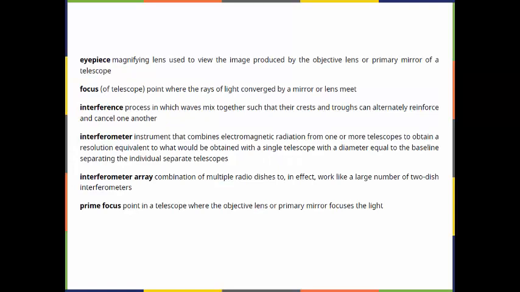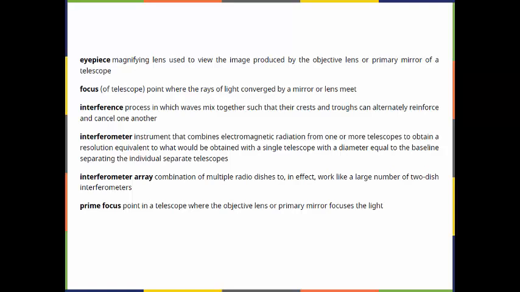The eyepiece. The eyepiece is what magnifies the inverted small image that's produced by the objective lens or by the mirror. The focus is the point where all the rays converge by a mirror or the lens. Interference is a process in which waves mix together such that their crests and troughs can alternately reinforce or cancel each other out.